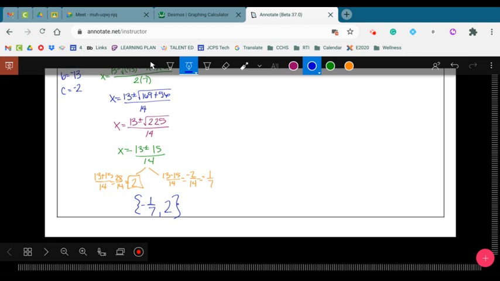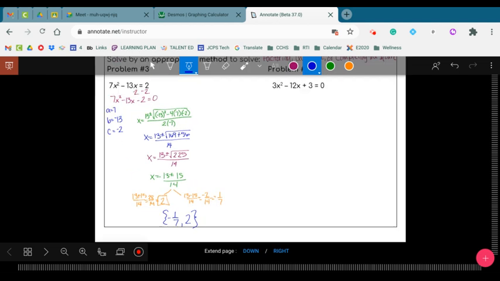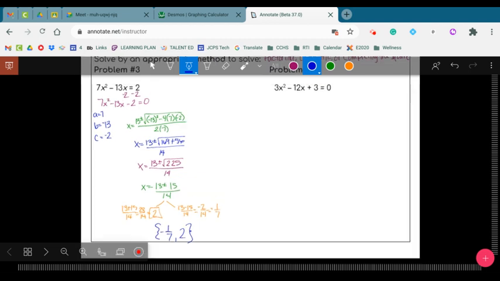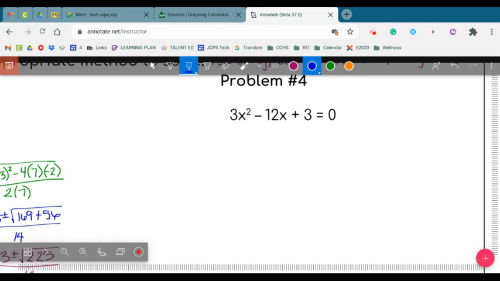Okay, let me know if you guys have any questions. And this one, you could actually also factor it, but you'd have to do slide, divide, factor, and swing. But you can always be safe with a quadratic.